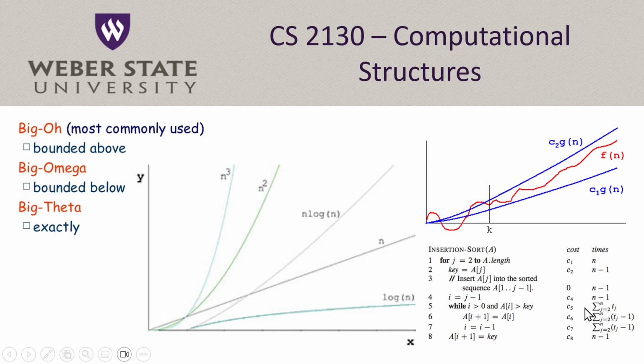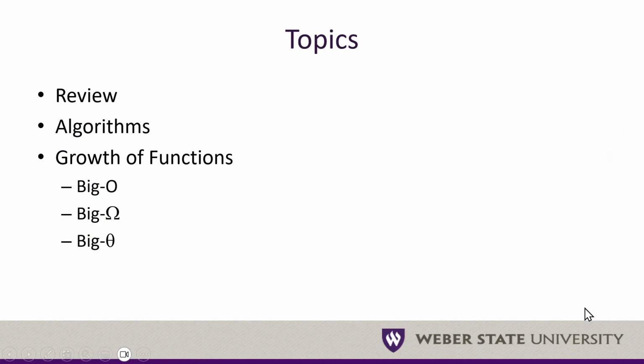So that's what we're talking about today. But of course, first we're going to start with a review. We'll talk about what algorithms are, and then we'll talk about growth of functions: the big O, big omega, and big theta, and what those things mean, what the formulas are that represent them.